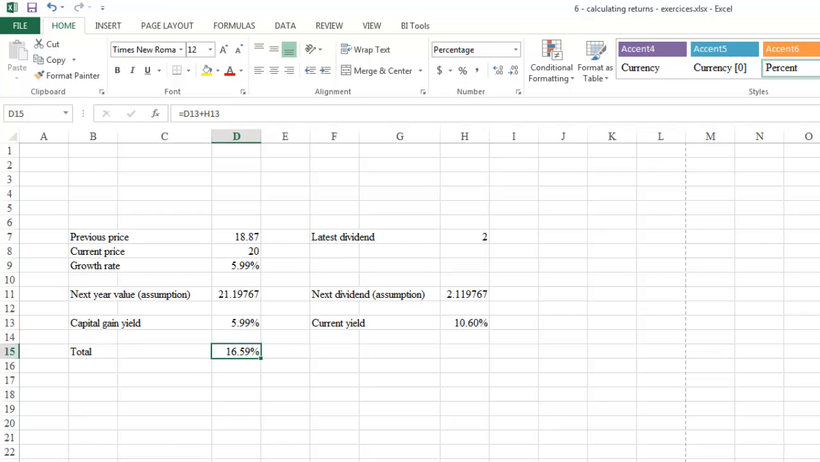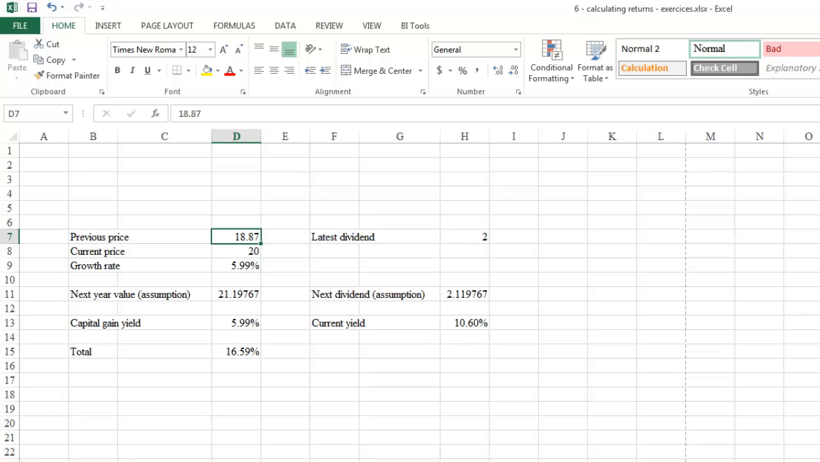Here, a little complicated. We need to figure out what is the future return. So we need to figure out what is our price today, what are our future earnings, and what is the future value. So our previous price was $18.87. Our current price is $20. We're saying that the growth will always be the same, on the price and on the dividends.